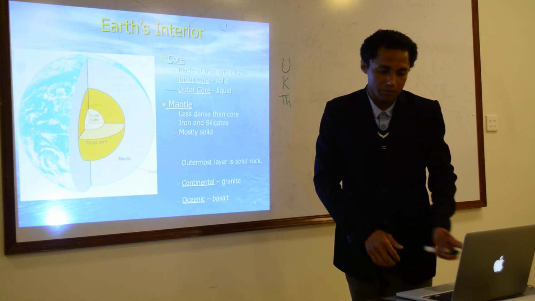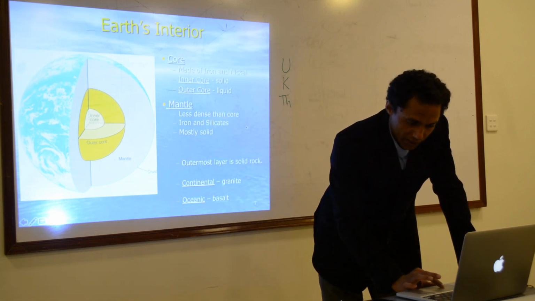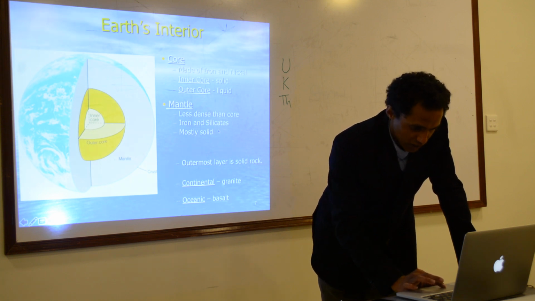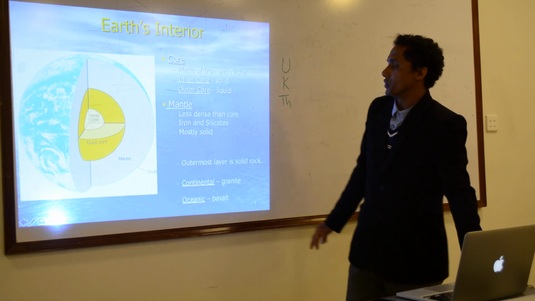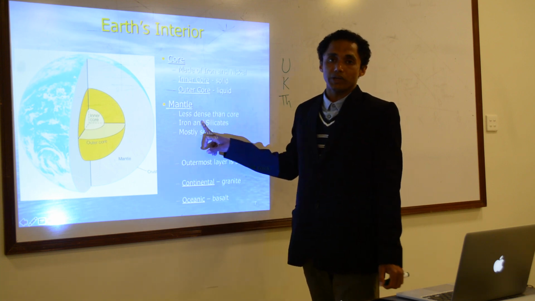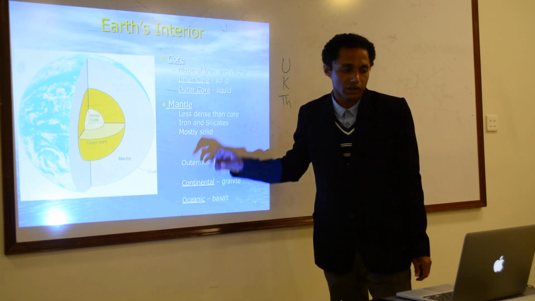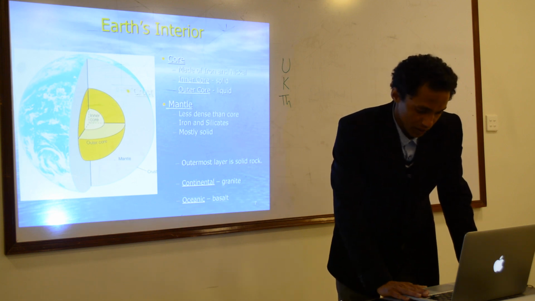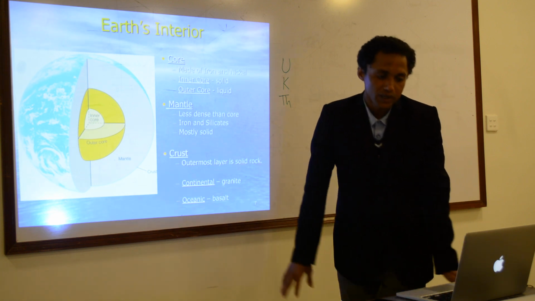It's mostly solid, but the uppermost part of the mantle is partially molten slush, where you have liquid and solid mixed. This is very important in plate tectonics. The mantle is very important for plate tectonics, and we will talk about plate tectonics later in the coming slides. Okay, let's take a look at the crust.